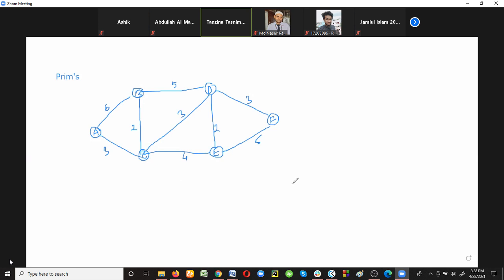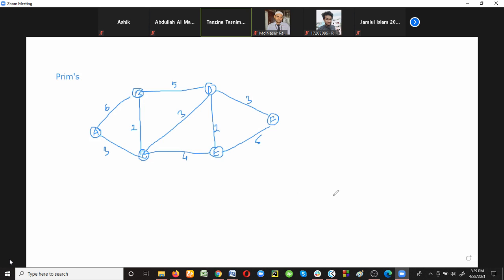What is a spanning tree? If we want to create a minimum spanning tree, then the number of vertices will be the same. How many vertices can we take here? 6 vertices. A, B, C, D, E, F. But the number of edges will be 6 minus 1, that is 5.